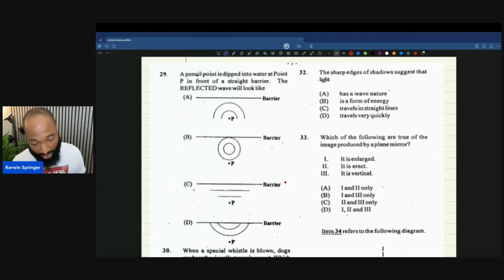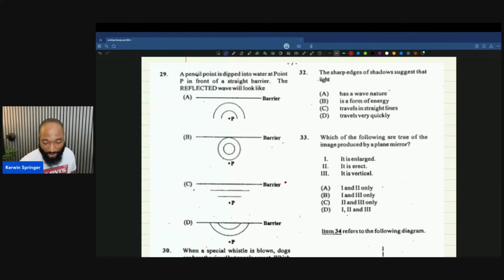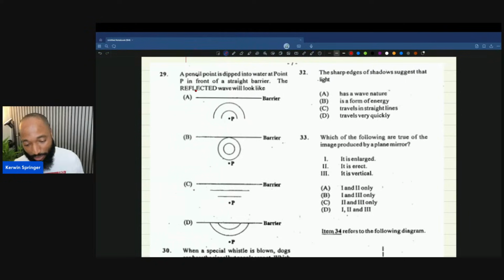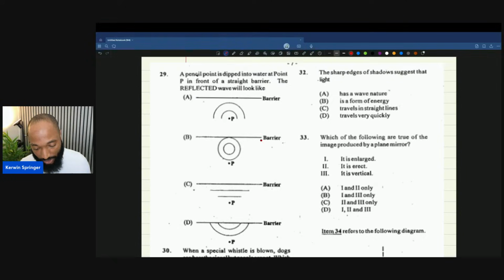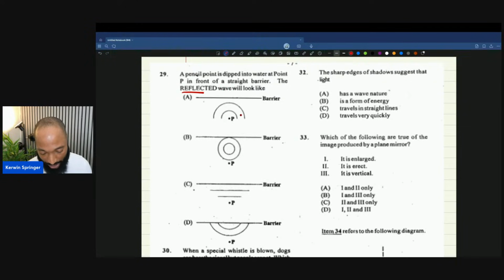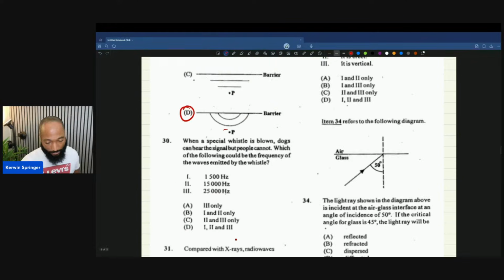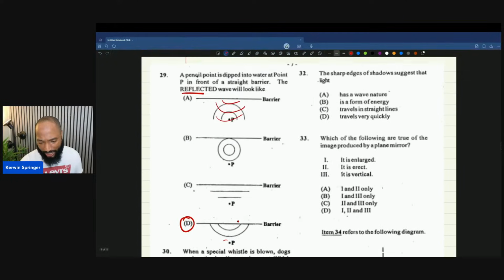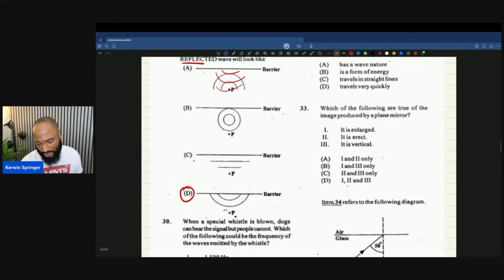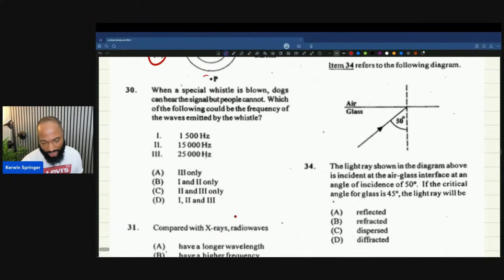A pencil point is dipped into water at point P in front of the straight barrier. The reflected wave would look like, this is not a reflective wave, the reflected wave, they put it in caps, so the answer is D. This is the actual wave going here and then it will reflect and bounce back like this, which is D. So be careful with that question. They bring this question still, but they change it up slightly, a new look to the question.